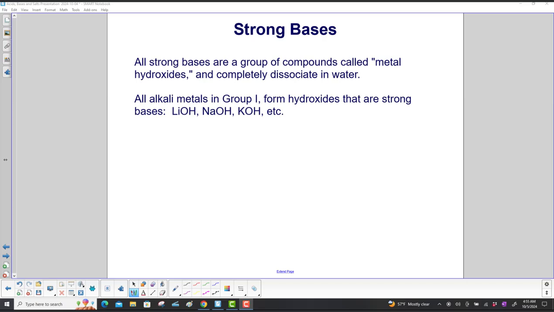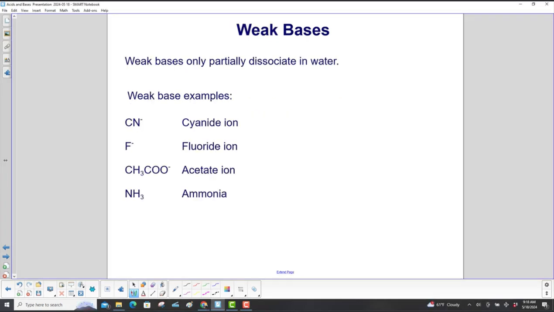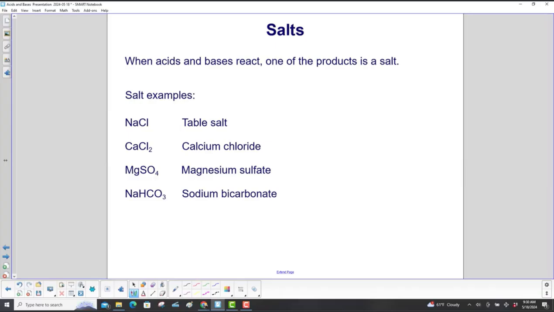All strong bases are a group of compounds called metal hydroxides and completely dissociate in water. All alkali metals in group 1 form hydroxides that are strong bases, such as lithium hydroxide, sodium hydroxide, potassium hydroxide, etc. Weak bases only partially dissociate in water: cyanide ion, fluoride ion, acetate ion, and ammonia. When acids and bases react, one of the products is a salt. So here are some common examples: table salt, calcium chloride, magnesium sulfate, and sodium bicarbonate.